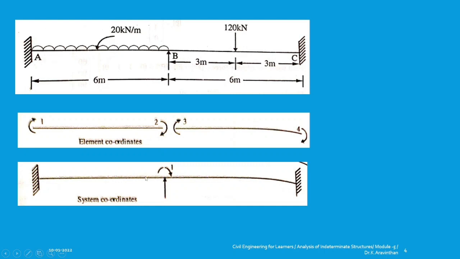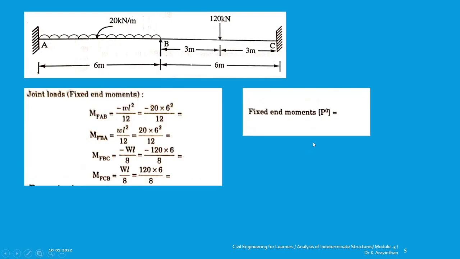So it is indicated here. At the system coordinates, whatever might be the problem, you should indicate where the kinematic indeterminacy is. So it is indicated here. Next step is finding the fixed end moment. So write down the step as 3. Step 3 is finding the fixed end moment.